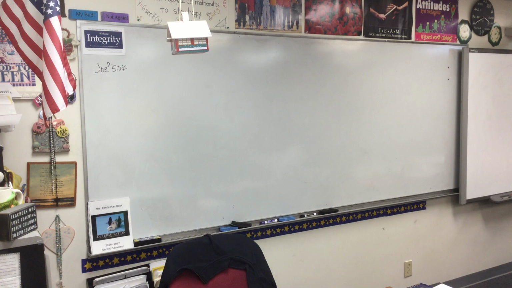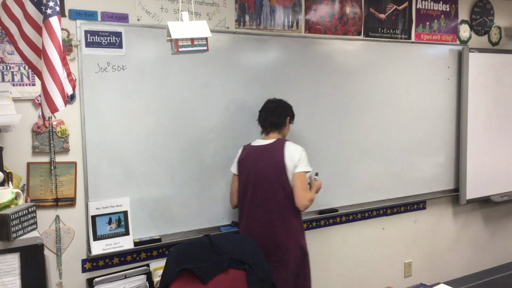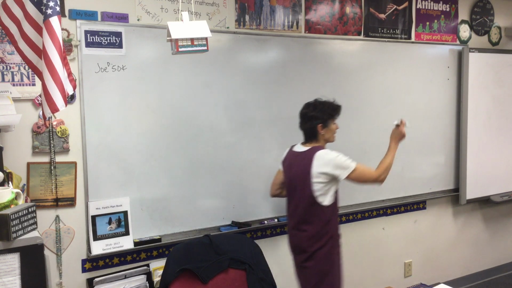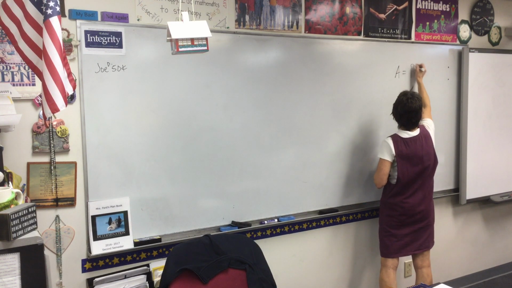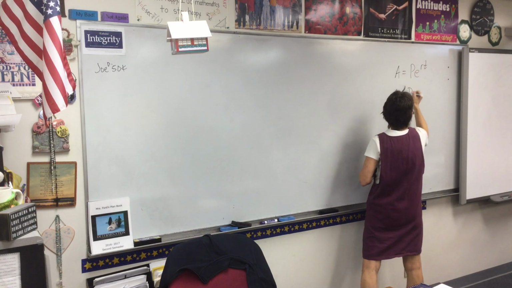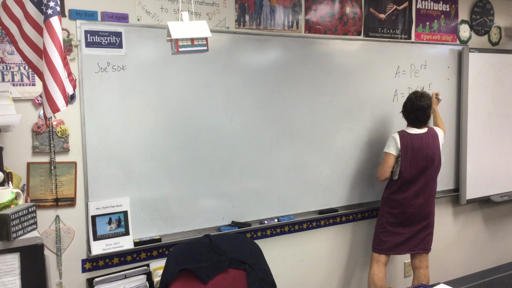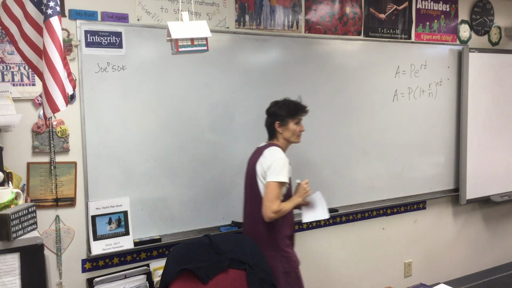I'm asking you to use a graphing calculator since that's the requirement. So you'll need to have that or you won't be able to get your answers to any of these problems. So I'm going to write down my two formulas. First of all, I'll write them: PERT and my compound interest formula. So now I have my two formulas written there.